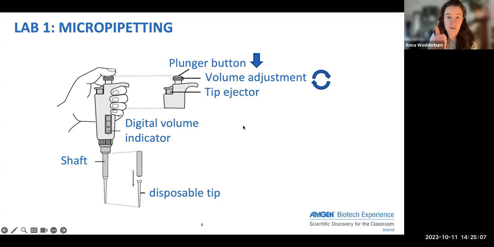You've got the plunger button on the top. That plunger button also twists, and that's how you adjust the volume of it. You've got the tip ejector, which you use to get the disposable tip off the bottom of the pipette. You've got a digital volume indicator, the shaft, and disposable tip. Just so you know, there's a really good simulation of this on Lab Exchange that I'd really recommend using when you're going through it with your students. It's really helpful.